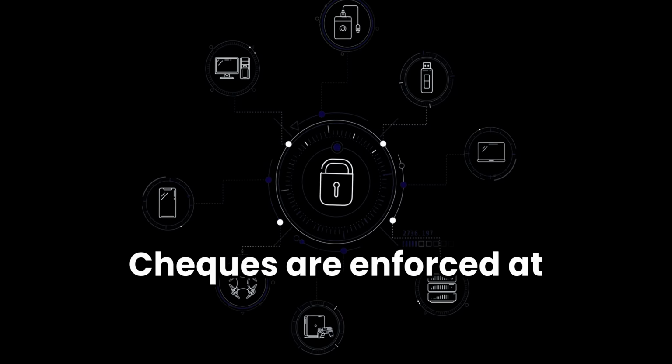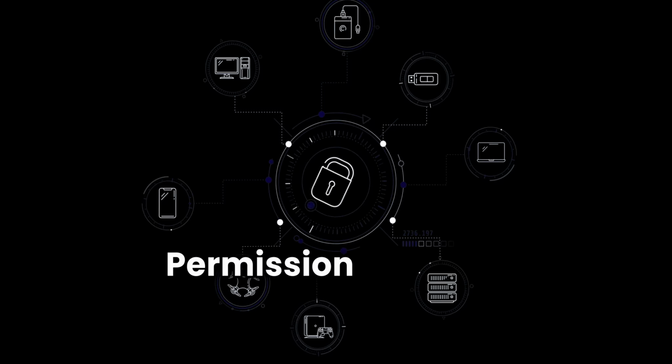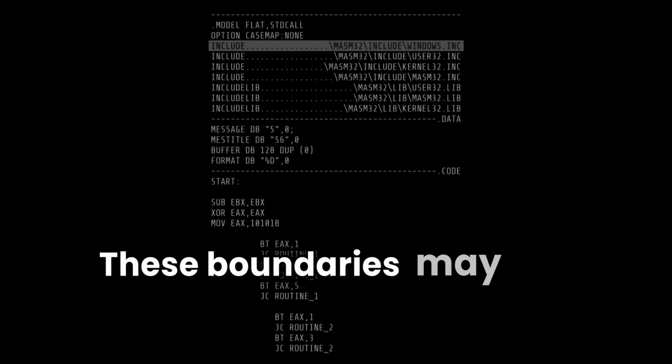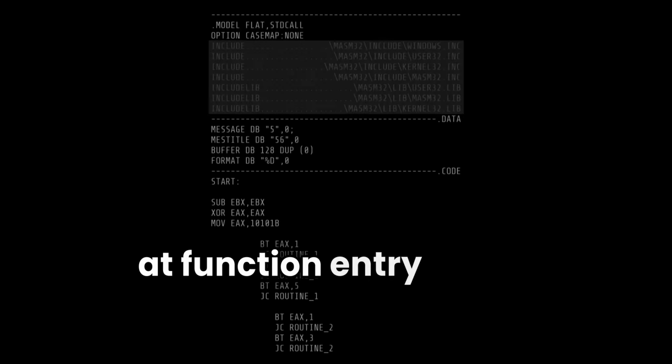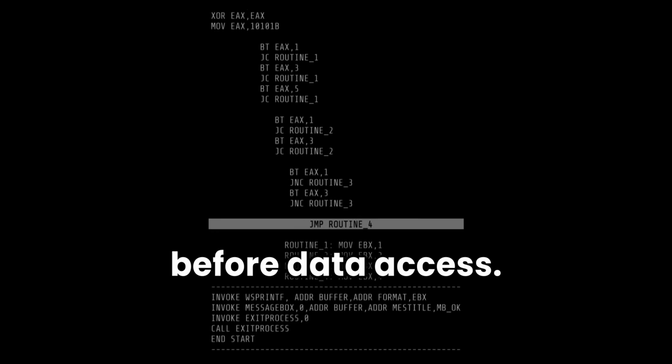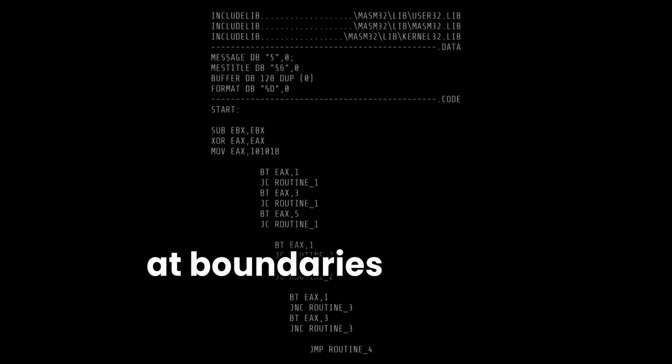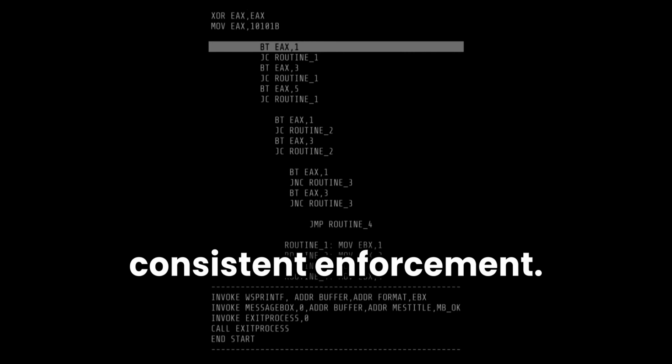Checks are enforced at defined boundaries. Permission checks occur at boundaries within the software. These boundaries may exist at function entry points, before data access, before sensitive operations. Placing checks at boundaries ensures consistent enforcement.